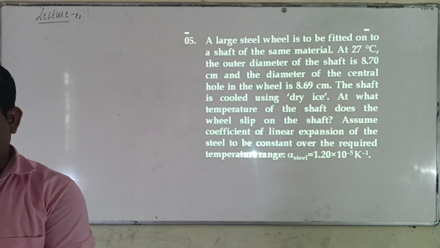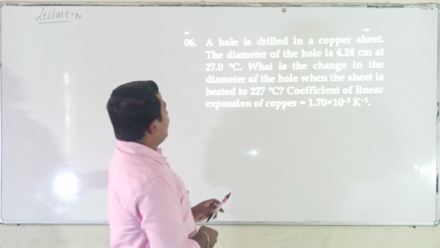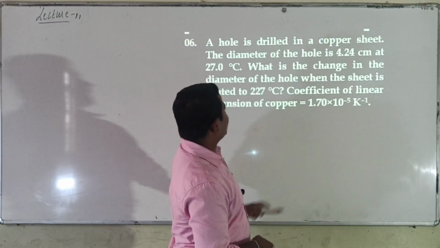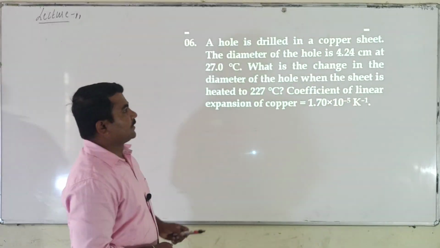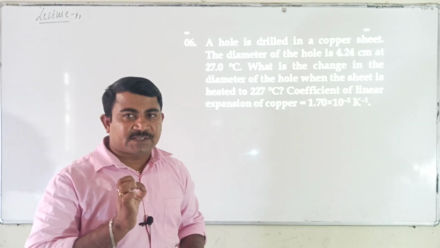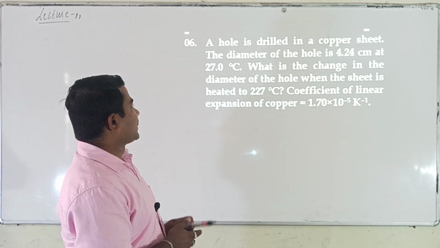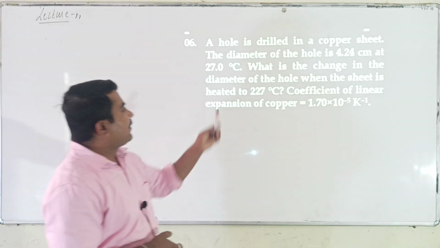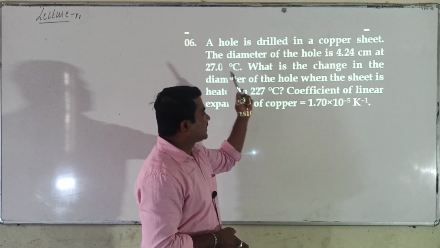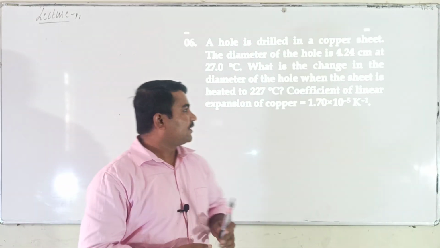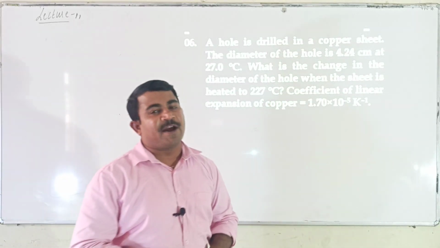Next is numerical number 6. A hole is drilled in a copper sheet, and the hole diameter is 4.24 centimeter at 27 degrees Celsius. What is the change in diameter of the hole when the sheet is heated to 227 degrees Celsius? I need the change in diameter. The coefficient of linear expansion of copper is 1.70 into 10 raised to minus 5 per Kelvin.